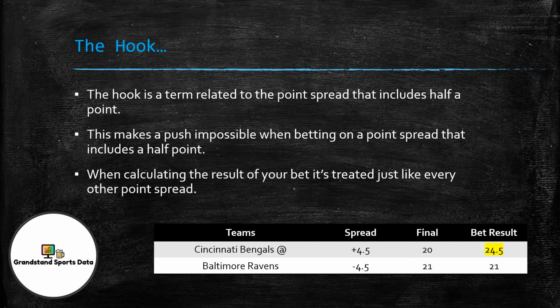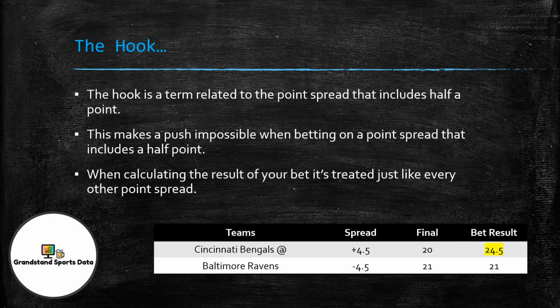The hook. The hook is a term related to the point spread that includes half a point. This makes a push impossible when betting on a point spread that includes a half point. When calculating the result of your bet, it's treated just like every other point spread.